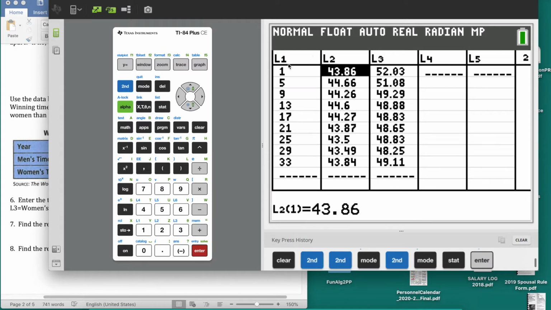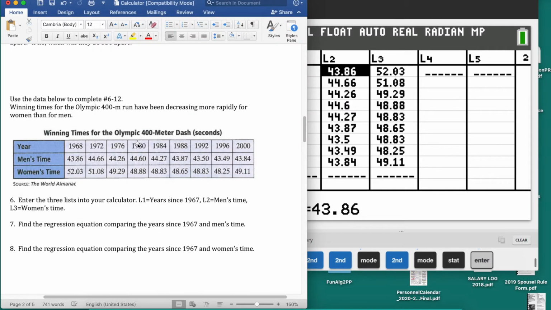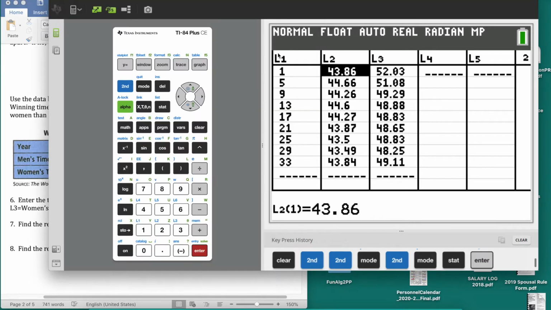I already had them plugged in to save some time, but pay attention to my L1, 1, 5, 9, 13, all the way up to 33, okay? Looking at the data set, it's the years since 1967. You will get different answers if you plug in those years. So make sure you're doing this accurately so you're with everyone else in the class. Years since 1967. L2 is my men's time. L3 is the female's time.